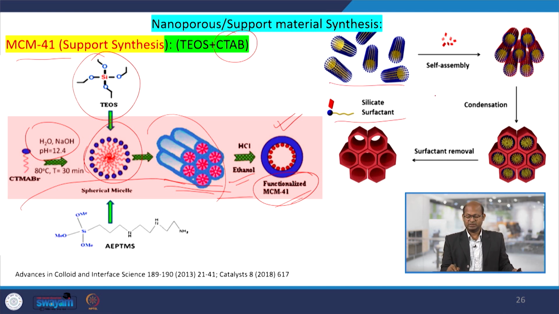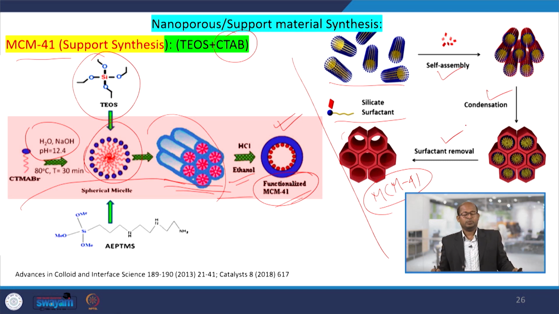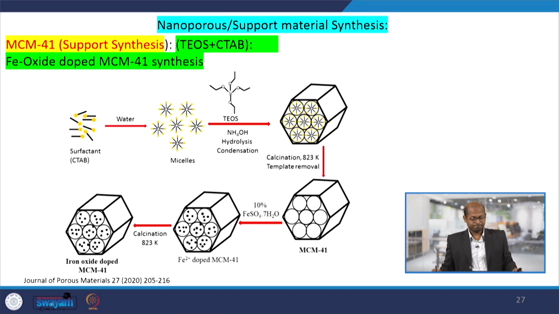So, here you can see this is the same thing, shown here in a different way, step by step. This is MCM-41. So, how the assembly happens, condensation, and then surfactant removal, this way you can prepare MCM-41. Okay. So, here also the same thing, see here iron oxide doped MCM-41 was synthesized using the same way.